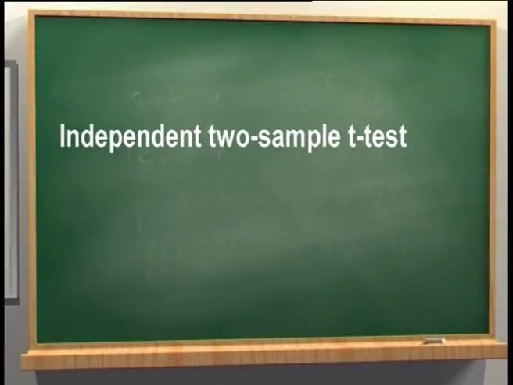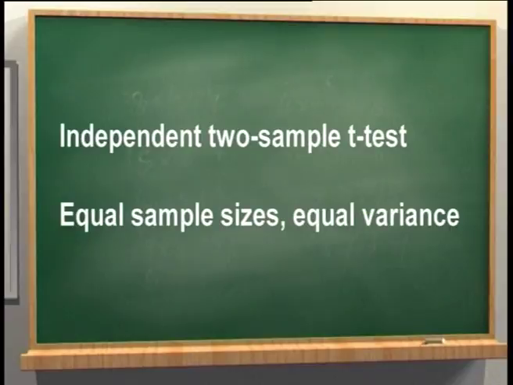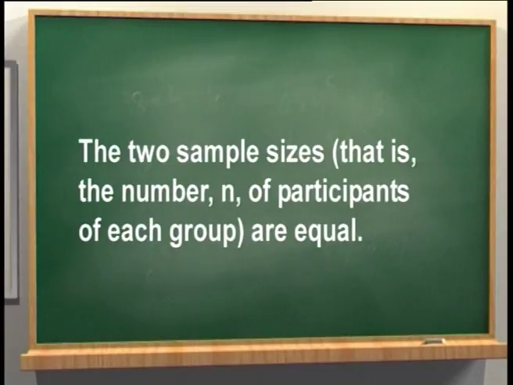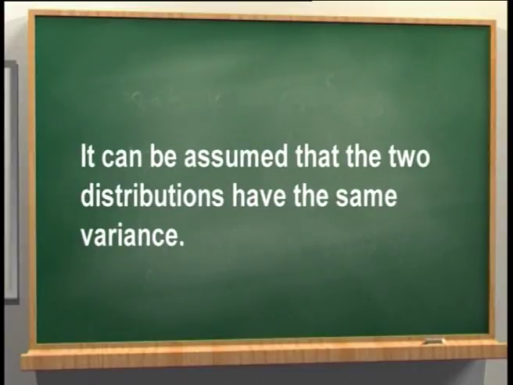Independent two sample t-test, where there is equal sample size and equal variance. This test is only used when both the two sample sizes, that is the number of participants in each group, are equal. It can be assumed that the two distributions have the same variance. Violations of these assumptions are discussed below. The t-statistic to test whether the means are different can be calculated as follows.